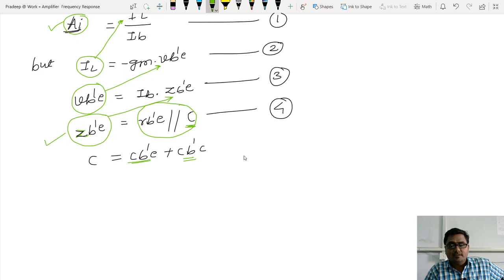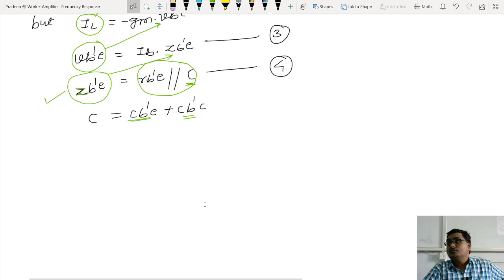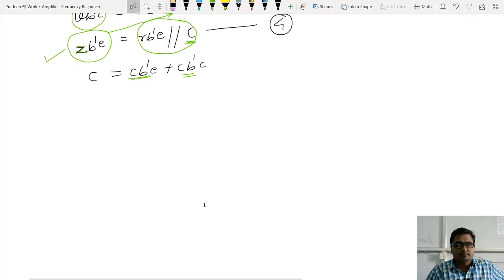If we enter two values for one capacitor, again there will be confusion, is it? Just to avoid the confusion, let us use only C in the equation of ZB'E. So ZB'E calculation was the first part. Let us start with ZB'E. What is ZB'E?